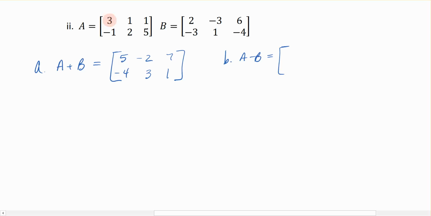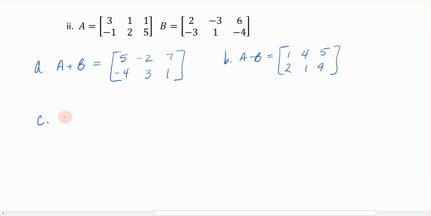In this case, it's going to be 3 minus 2, which is 1. 1 minus a negative 3 gives me a positive 4. 1 minus 6 is a negative 5. Second row, negative 1 minus a negative 3 gives me a positive 2. 2 minus 1 is a 1, and 5 minus a negative 4 is a positive 9. So there is my A minus B matrix.